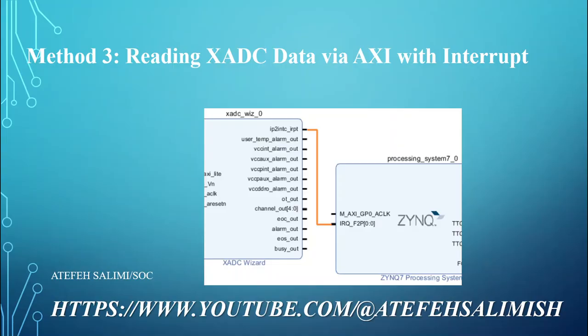In previous experiments, XADC data was read using polling from the PS. But in this method, interrupts are enabled for automatic temperature monitoring. When the chip temperature exceeds the predefined threshold, an interrupt will be generated, and the CPU immediately responds to the event. It has some advantages in comparison to the first and second method.